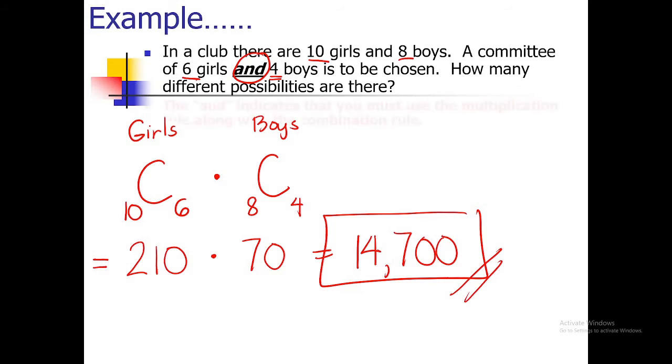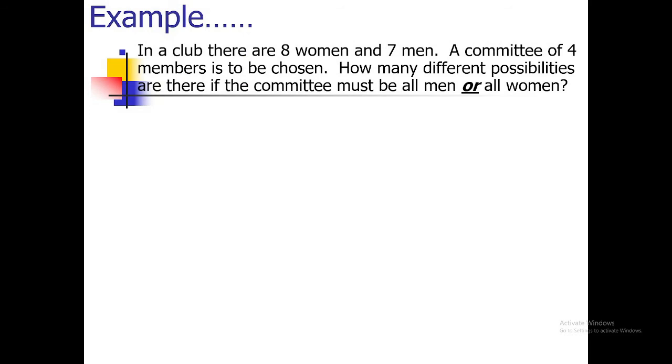Okay? Let's have another problem. Here. In a club, there are 8 women and 7 men. A committee of 4 members is to be chosen. How many different possibilities are there if the committee must be all men or all women? So meaning, ang first na kong buhaton is all men. Sunod, all women. So let's start with all men.